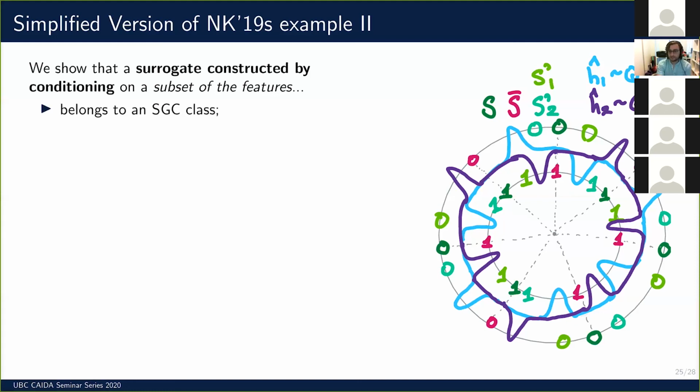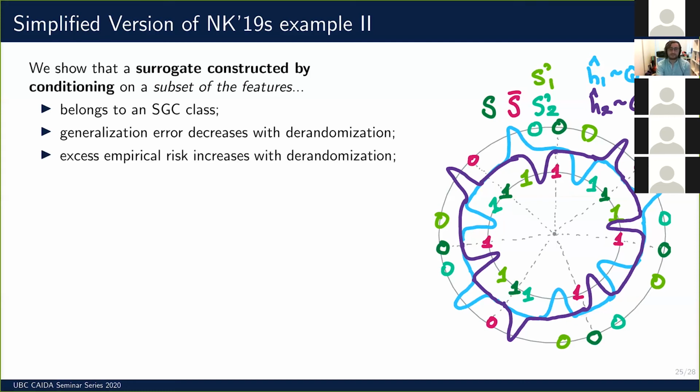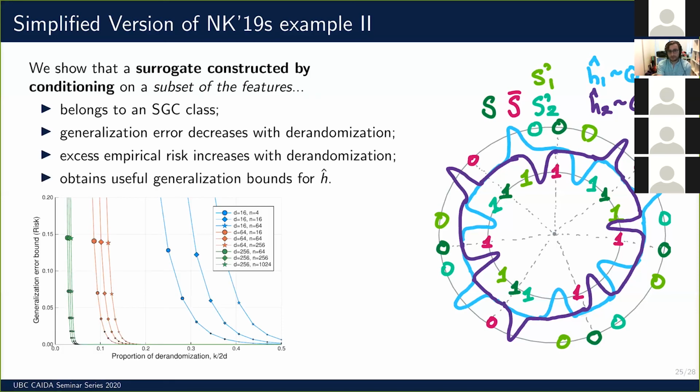And so because of that mouthful, which I'm sure was incomprehensible, our surrogate hypothesis belongs to a structural Glivenko-Cantelli class. And the generalization error will decrease with the amount of derandomization, as we kind of intuitively explained before. And the excess empirical risk will increase with the amount of derandomization. And we're going to find that we're able to obtain useful generalization bounds somewhere in between. So when we don't condition on everything, but we condition on something.